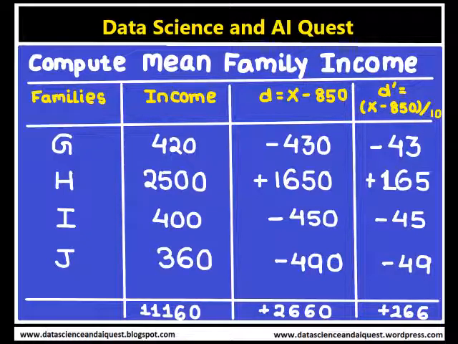Then family I is taken. Here the income is 400, the deviation is 400 minus 850, which comes to minus 450, and the per capita deviation is minus 45. Then family J is taken. Family J has an income of 360, its deviation is 360 minus 850, which is minus 490, and the per capita deviation is minus 49.